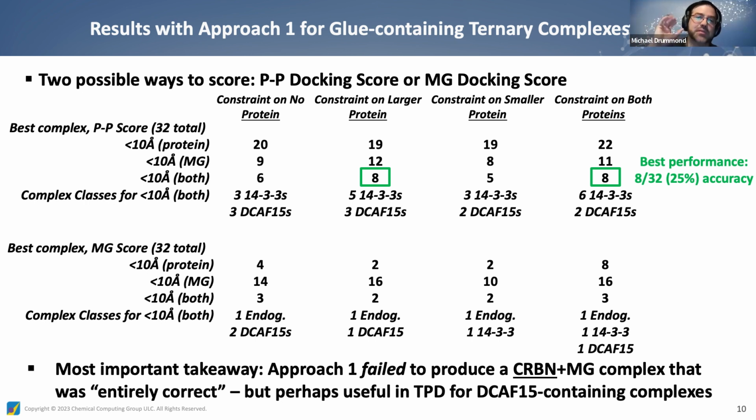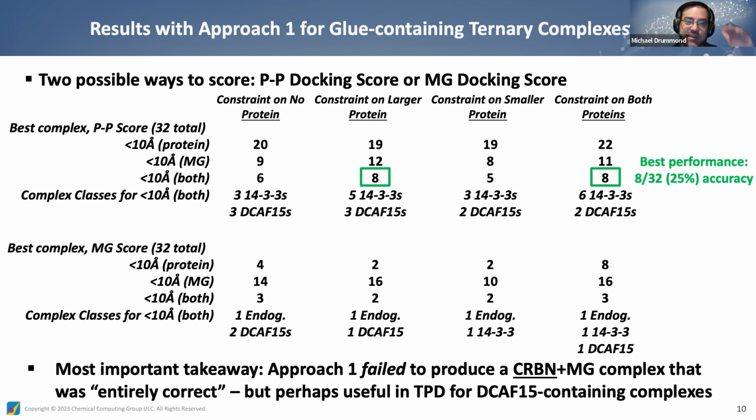For that same pose with the best protein-protein docking score, you only get the glue predicted correctly about 1/3 of the time. So that's a bit disappointing. And even more disappointing is if you look at whether you get both the glue and the protein predicted simultaneously correctly, then the best you ever do is 8 out of those 32 with the single best protein-protein docking score.